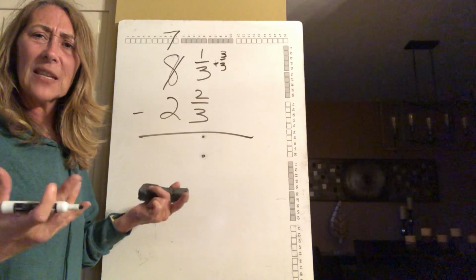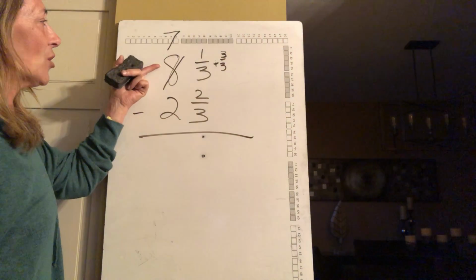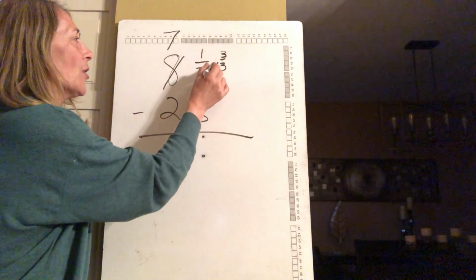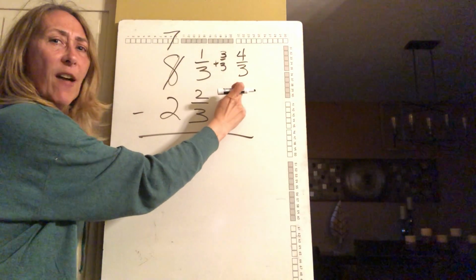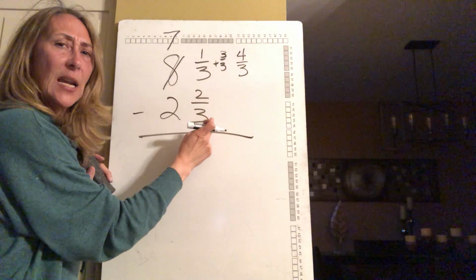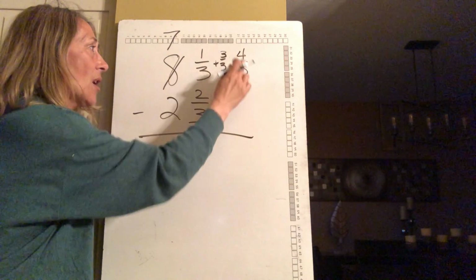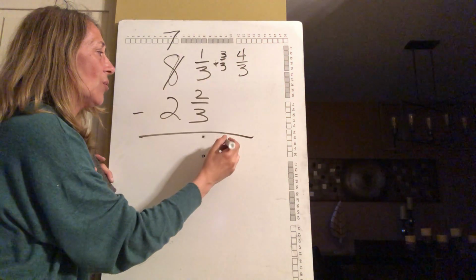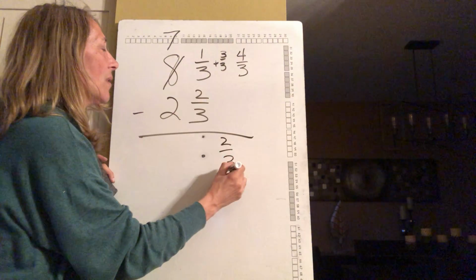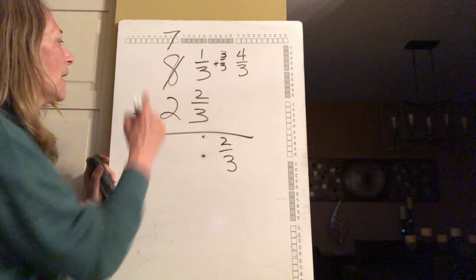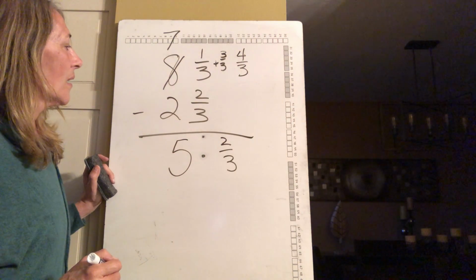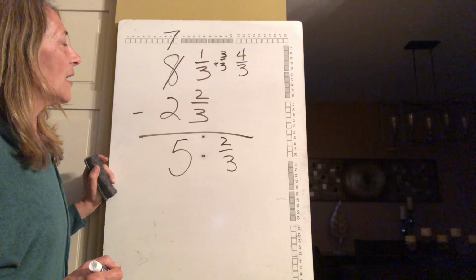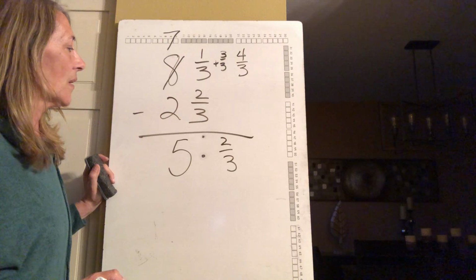3/3 is the same thing as 1. That's the one I took from here. So 1/3 plus 3/3 are 4/3. So I now have 4/3 over here, and I'm going to subtract 2/3. 4/3 minus 2/3 are 2/3. 7 minus 2 are 5. My answer is 5 2/3.